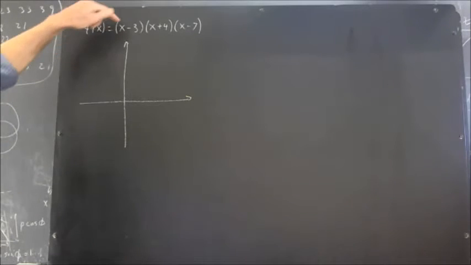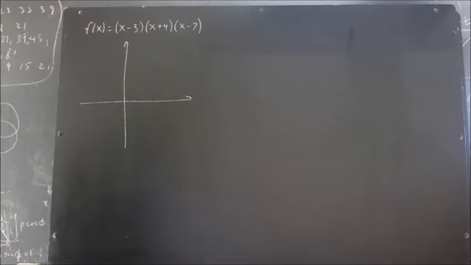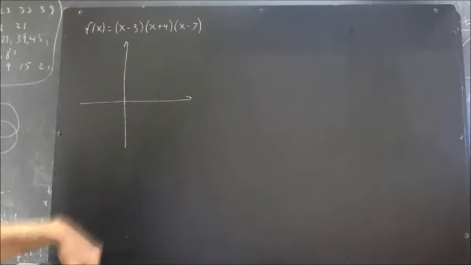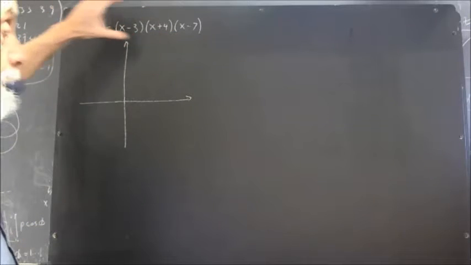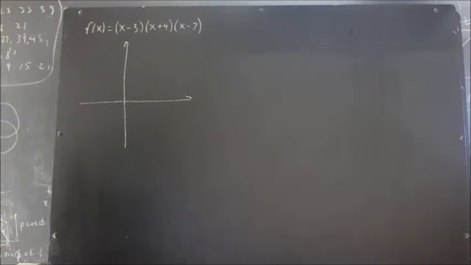We want to graph f of x equals (x minus 3) times (x plus 4) times (x minus 7). You should pause and construct everything you know about this graph. Construct this graph in terms of everything you know at this point. You should have done that.